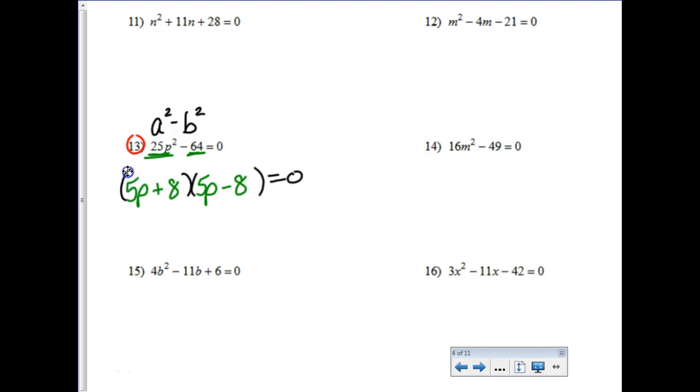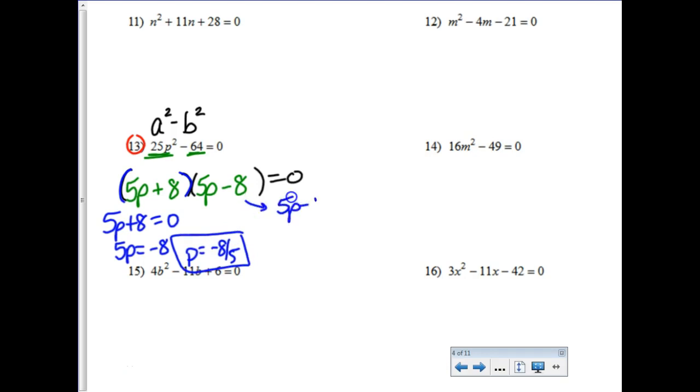Now, careful here, guys. You're going to take each factor, so here's your first factor, 5p plus 8 equals 0, and you're going to solve it. So you're going to subtract 8, and then divide by 5, and I'm running out of room, of course, so p equals -8 over 5. Some of you divided backwards last time, that was sad. And then when you set this factor equal to 0, you get a very similar answer, but it's positive. So you're going to add the 8 over. So 5p equals 8, divide by 5, and p equals 8 over 5.